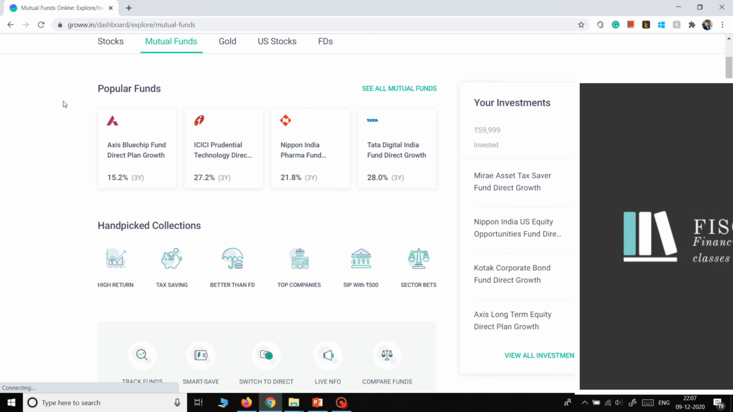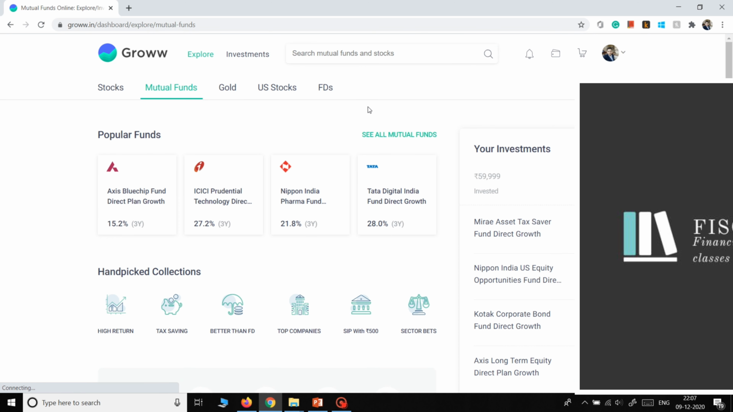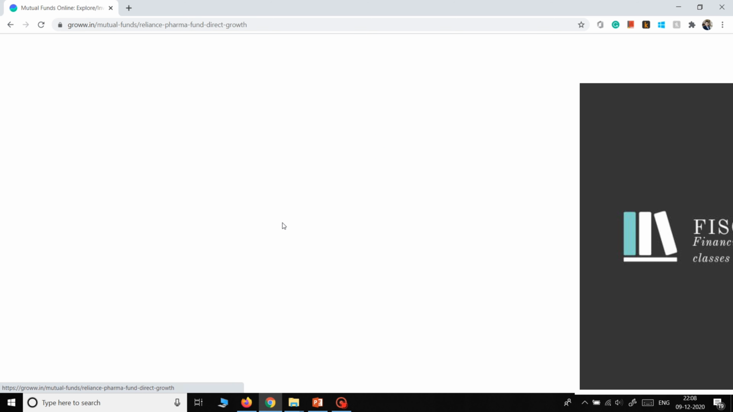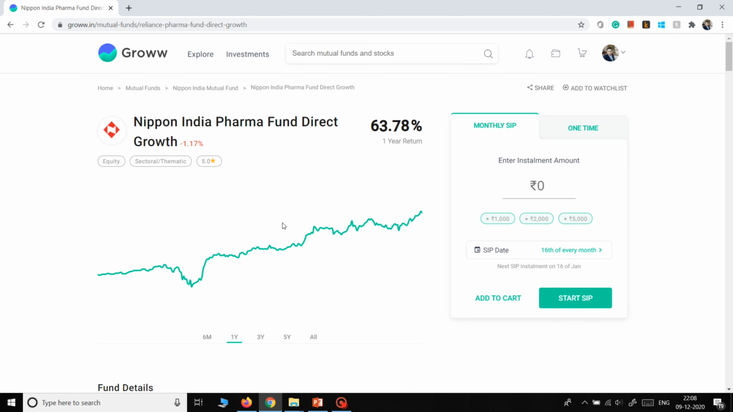You can see here there are 4 categories: stocks, mutual funds, gold, US stocks. Here we have to focus only on mutual funds. And in mutual funds, you can see that popular funds are given here. Don't really go by these things, because I will give you an example. This is the Nippon India Pharma Fund, which is saying that they have 21% 1-year growth and 3-year growth. You can see here that most of the return is because of this last year, where due to corona the pharma stocks went really up, and that's why they are growing at 63%.